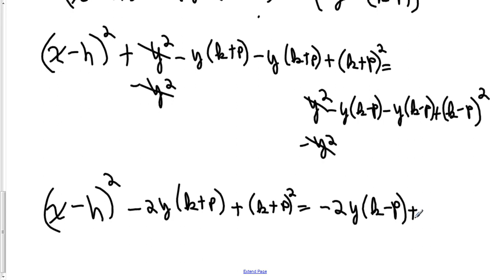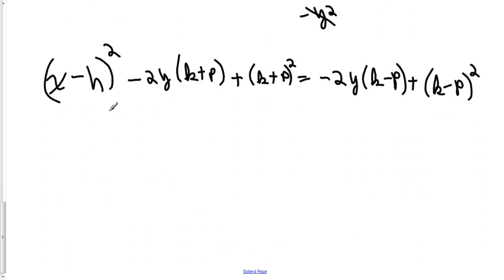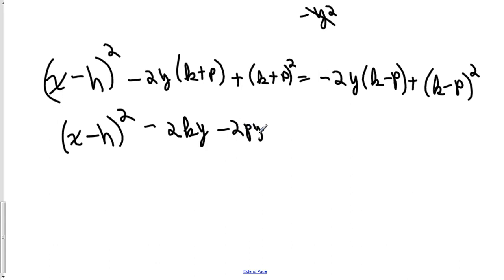And then a plus k minus p squared. So now I'm going to just go ahead and distribute everything. I'm going to leave this one the same in anticipation of what the formula is going to look like. But everything else here I'm going to multiply out. This is going to give me negative, well, the x minus h squared stays. But here I'm going to get negative 2ky minus 2py.